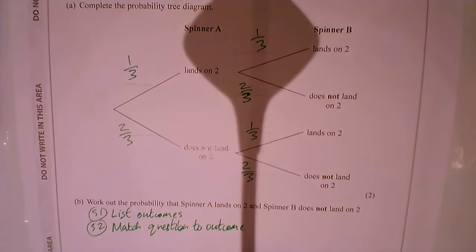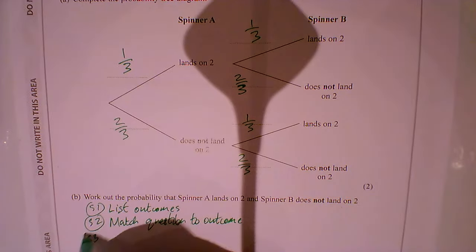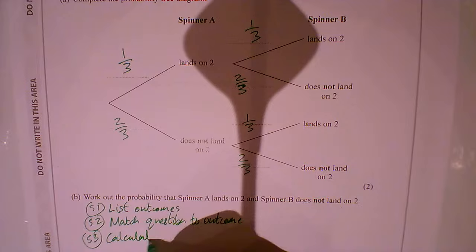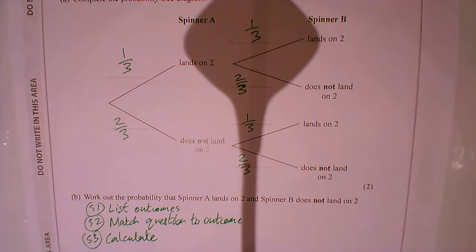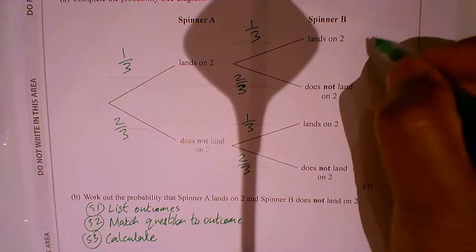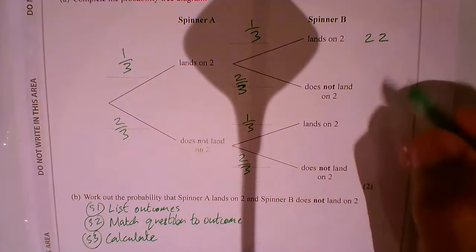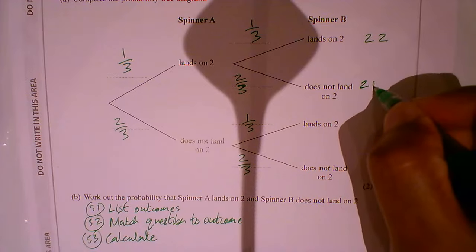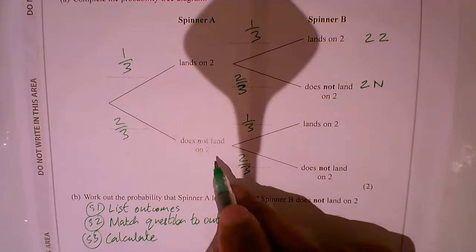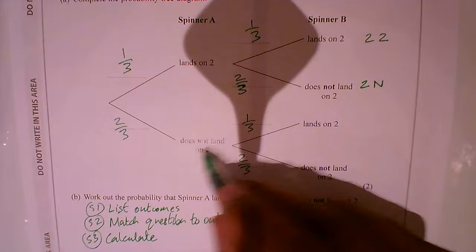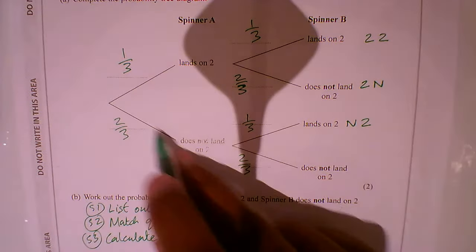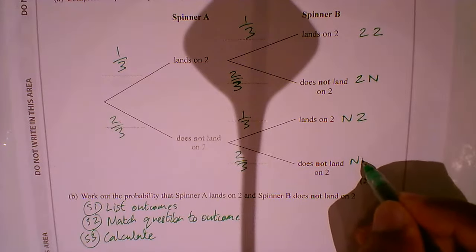Okay, and then we're going to do our working out. Step 3 is to do the calculations. Okay, so let's continue. So I've got 2 and 2, 2 and then does not land on 2. So I'll just write 2 does not. This is 2 and then does not land on 2, not 2 and then 2. And then the last one we have not 2 and not 2.